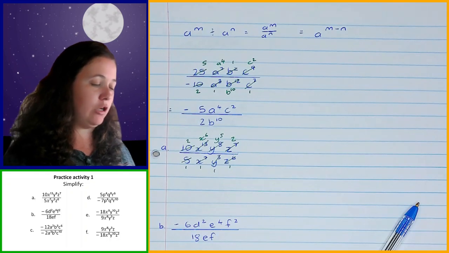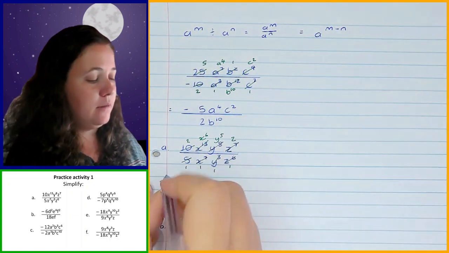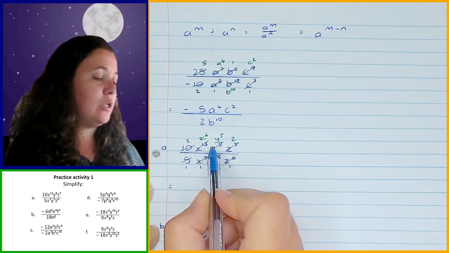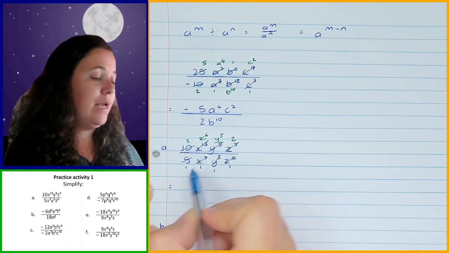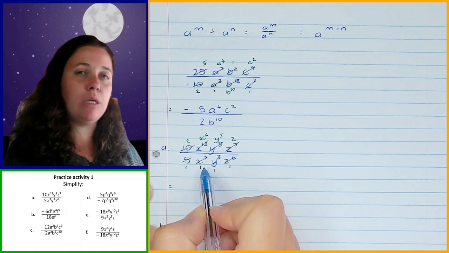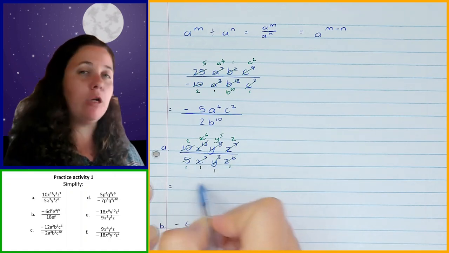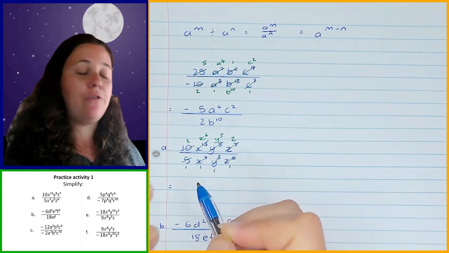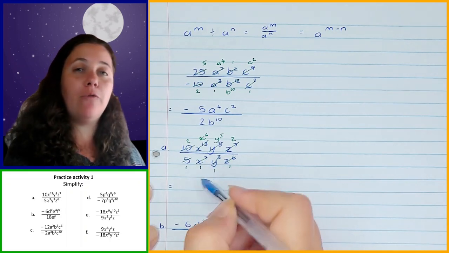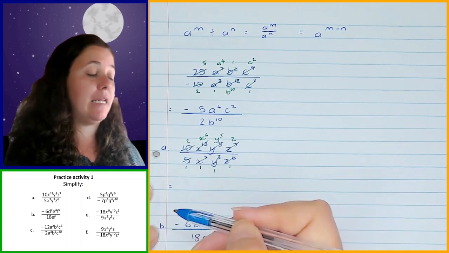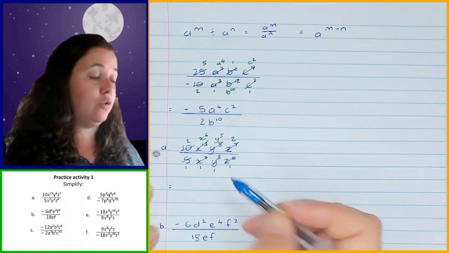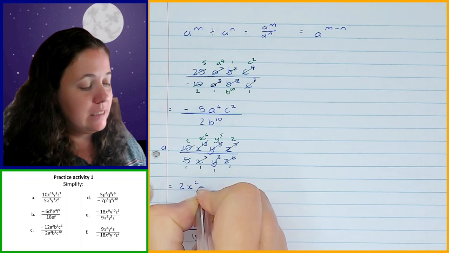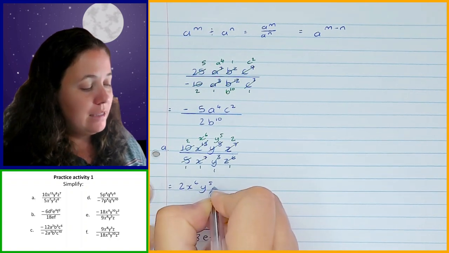Right, so now I've got 2 x to the power of 6, y to the power of 5, z on the top. And the bottom, I just have 1 times 1 times 1 times 1. And when we multiply 1 all together like that, we just end up with 1. When you have a fraction with a denominator of 1, you don't need to write that denominator. You don't need to write it as a fraction at all. So I'm just going to write 2 x to the power of 6, y to the power of 5, z.